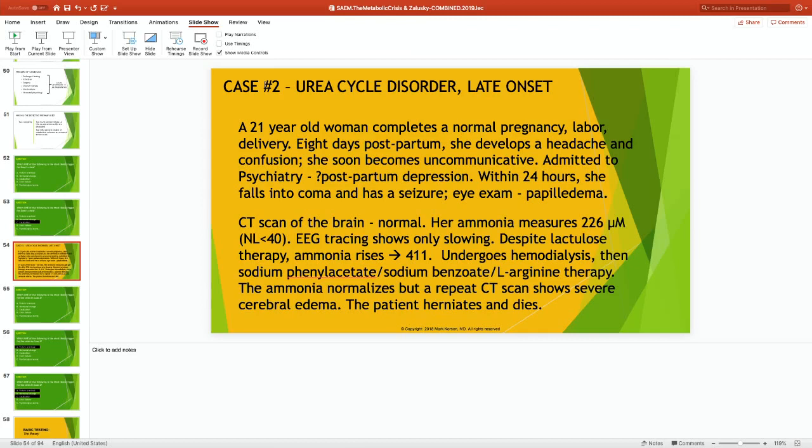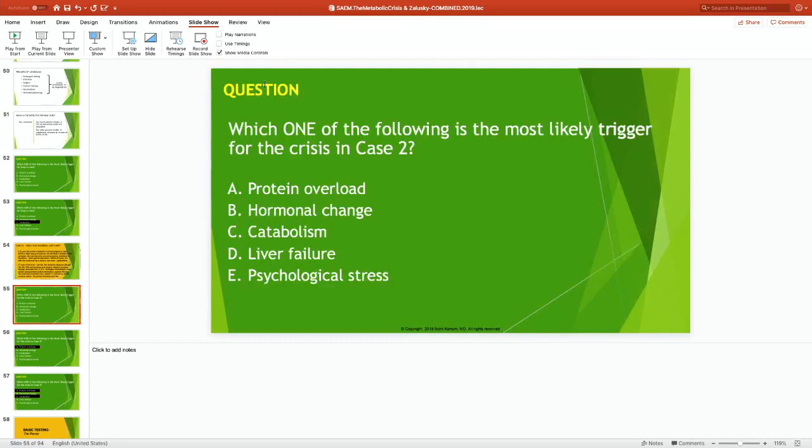Now, even though the ammonia normalizes, there was still a lot of ammonia in the brain that still had to come out, and that ammonia in the brain had attracted water in, hence the swelling. So what you see on the outside, it takes about 12 to 24 hours for the brain to respond. So in this situation, which one of the following is the most likely trigger for the crisis in case two? Is it A, protein overload, B, hormonal change, C, catabolism, D, liver failure, and E, psychological stress?